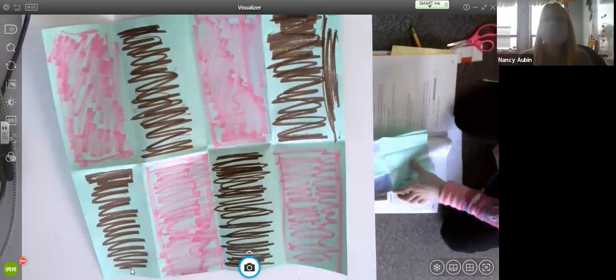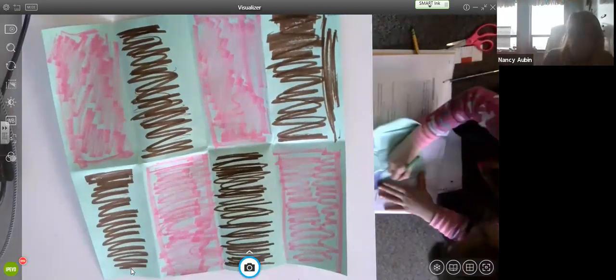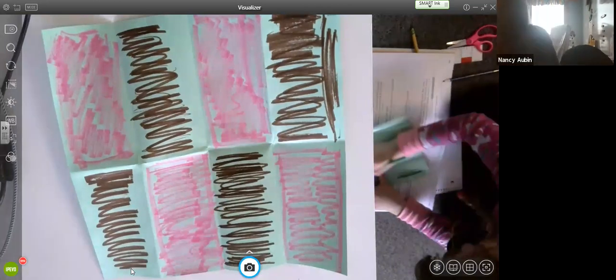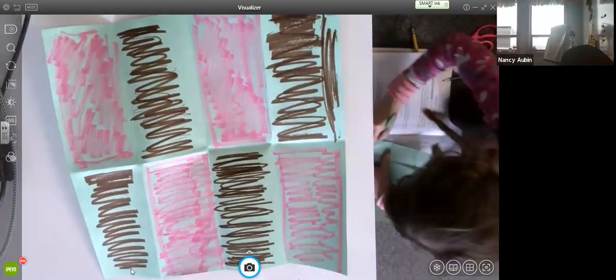All right. I'm going to give you about 1 minute to do this. Scribble it in. It's not going to be fancy. It's not an art project. Just scribble it in.